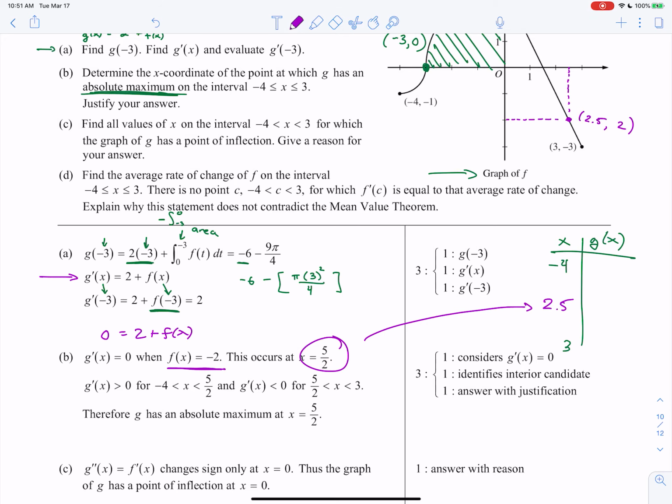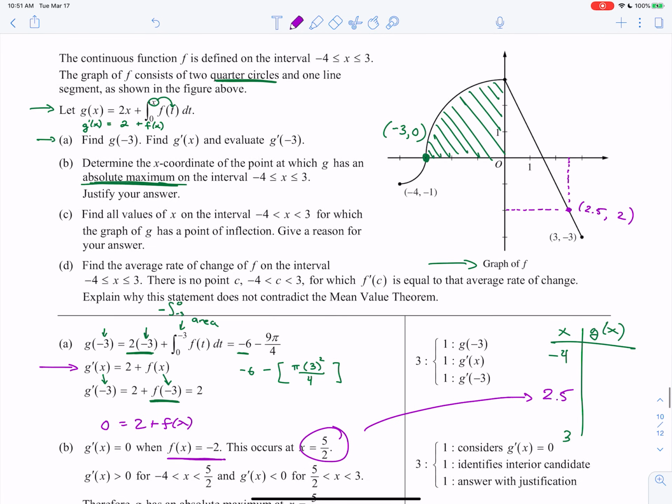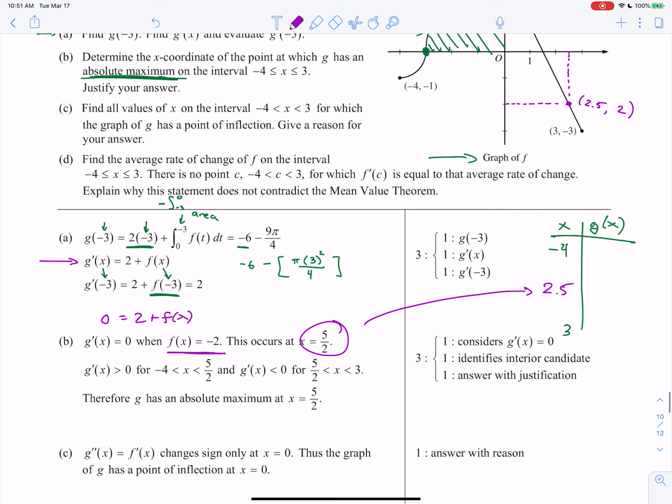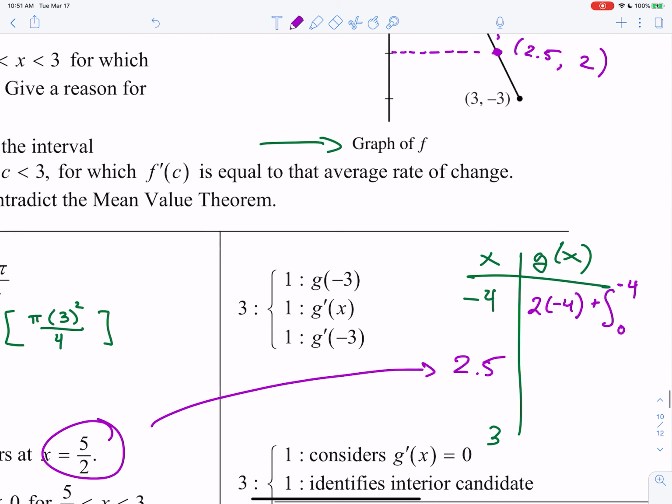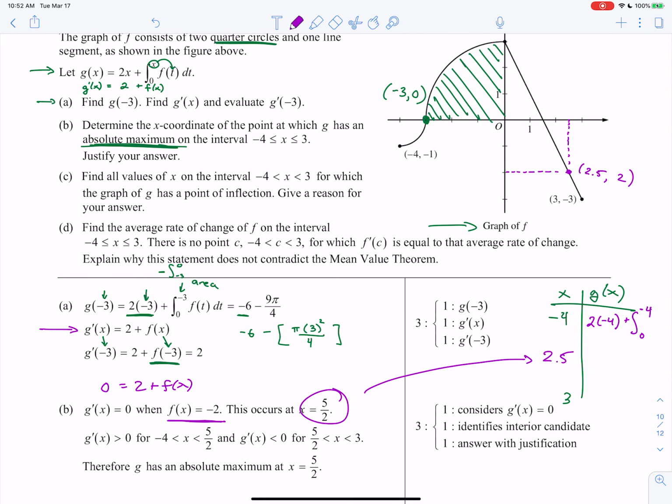So we know here that at -4, this is going to be 2 times -4 plus the integral from 0 to -4. I'm not going to write everything out, but basically I got this from my g function right up here, what we started with originally in the upper left-hand corner. You're plugging in -4, okay? The next thing, you're plugging in 2.5. And the next one here is you're plugging in 3.